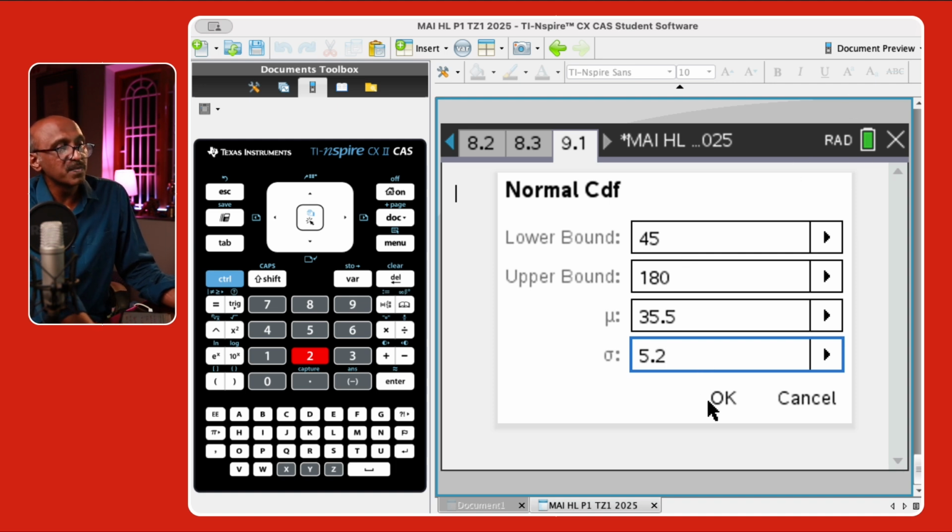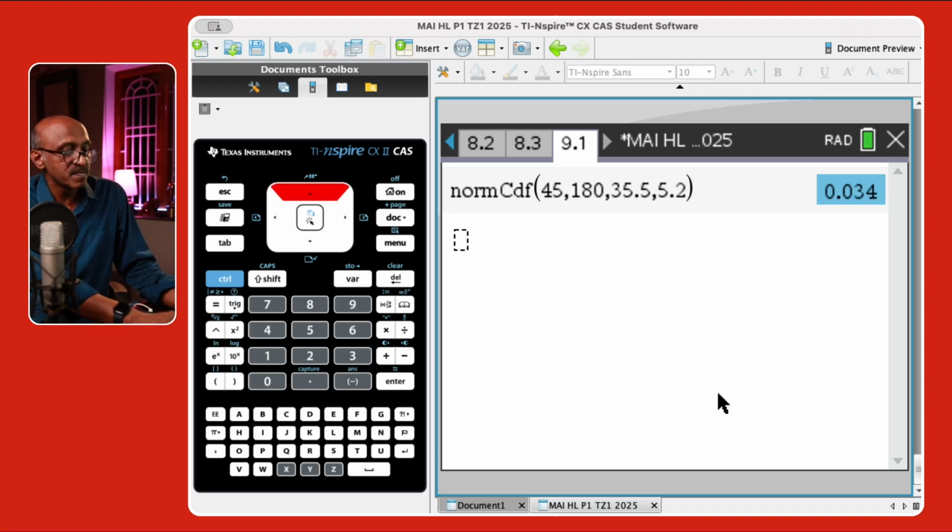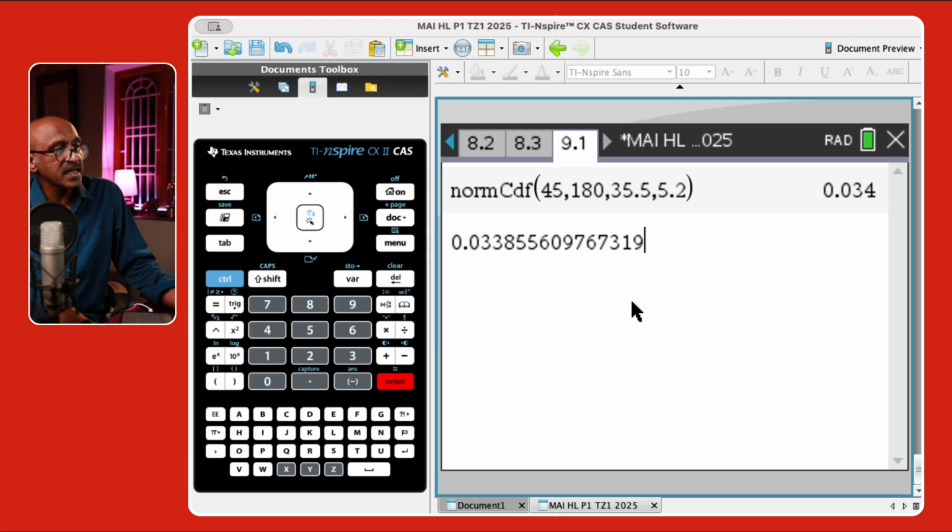I hope it doesn't move on, but never mind, we'll just do that. And that's the notation, and it gives me 0.034, but we need up to 3 SF, remember. Okay, so this is 0.338 up to 3 SF, and that would be 0.339 is what I should write up to 3 SF.